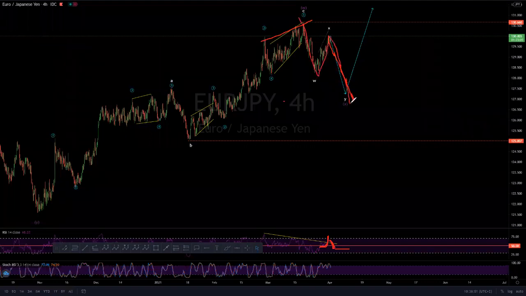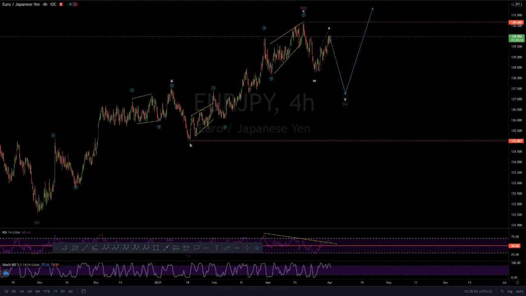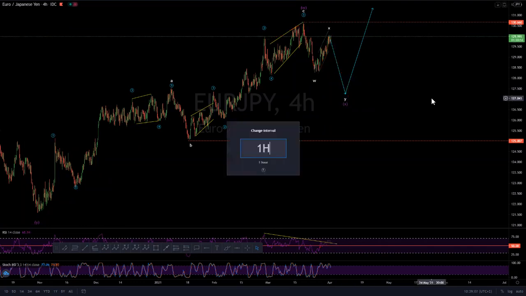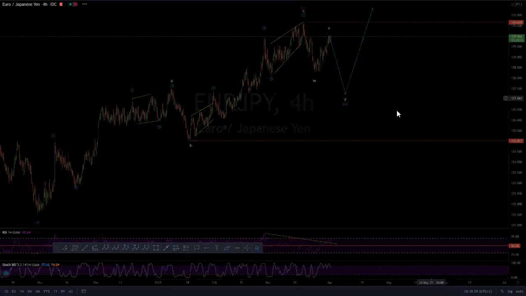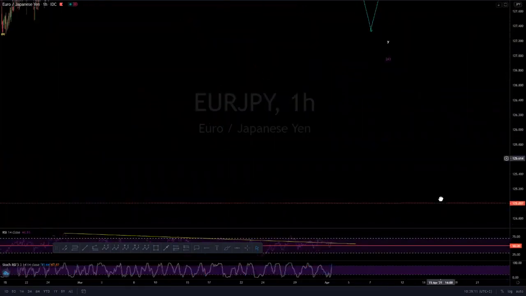I'm looking for these 3 waves before we can get this move to the upside. So the indicator needs to confirm as well on a 4-hourly, especially. And on a 1-hourly, I was looking at this here.